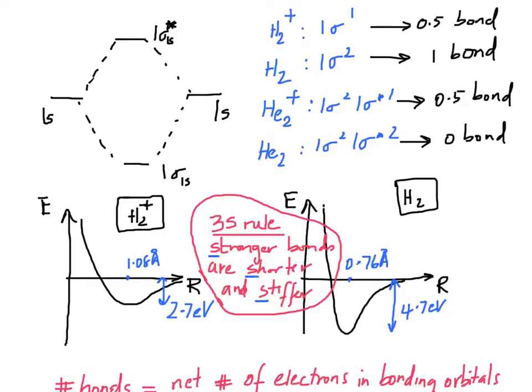The same argument, interestingly, can be extended to solids as well, meaning that a more stable solid will display shorter lattice parameters, larger cohesive energies and larger bulk modulus. And we will encounter that as well when we move on to solid state systems.